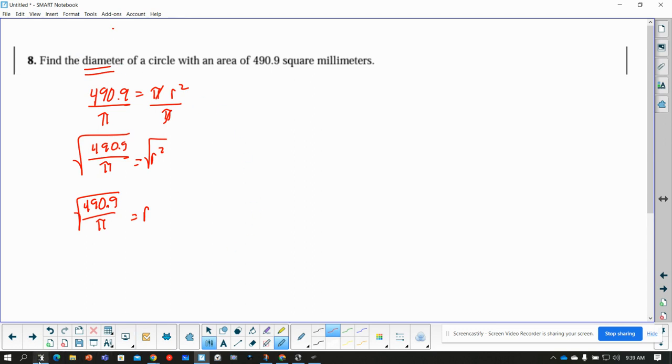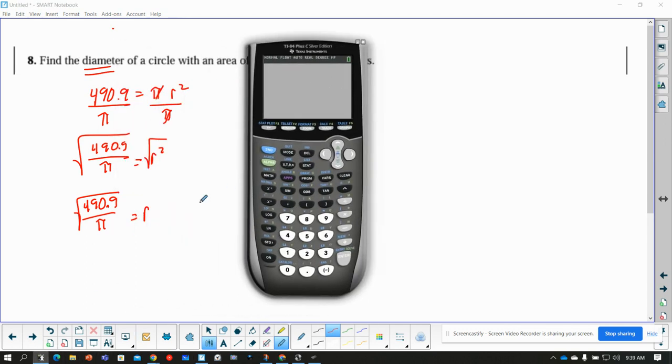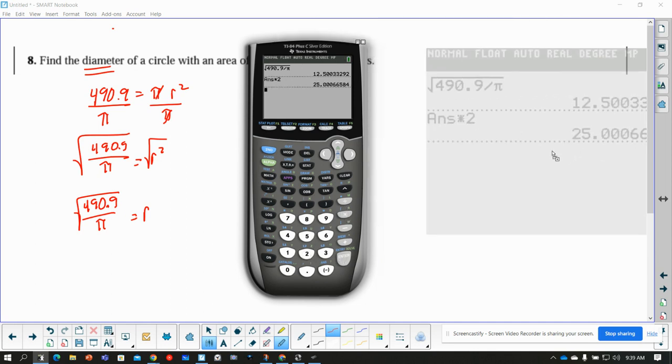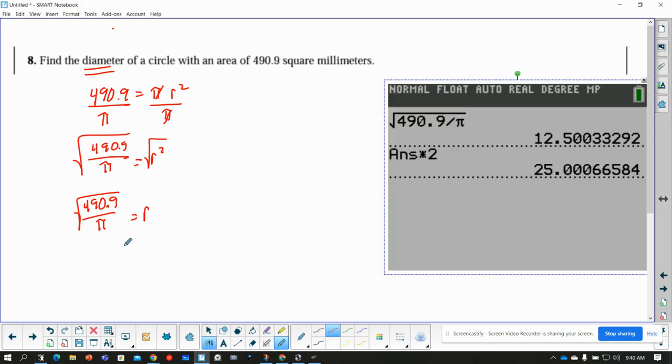So grab my calculator here, and let's do the square root, second, square root, 490.9 divided by pi. And then we're going to take that number times 2. Okay. So I get for this one, the diameter would be 25.0, and it would be millimeters. See how much faster that was? Now that we knew what we were doing, we could move through it quite a bit faster. Okay, let's take a look at the next one.